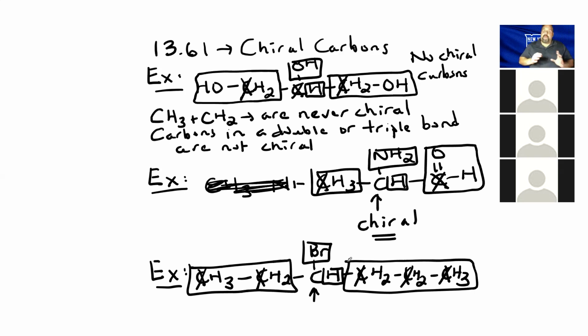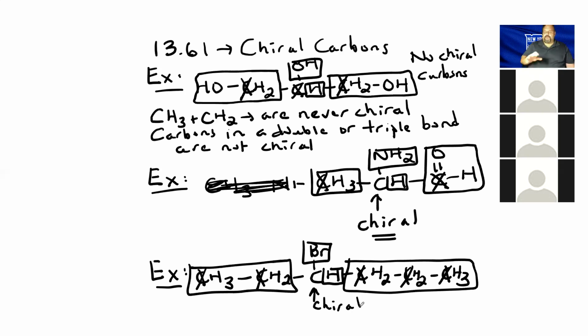If I think about it that way, do you have 4 different atoms or groups of atoms attached to that carbon? And the answer is yes. Because to the left, you have CH2, CH3. To the right, you have CH2, CH2, CH3. Those are 4 different atoms or groups of atoms. And therefore, this carbon here is chiral.